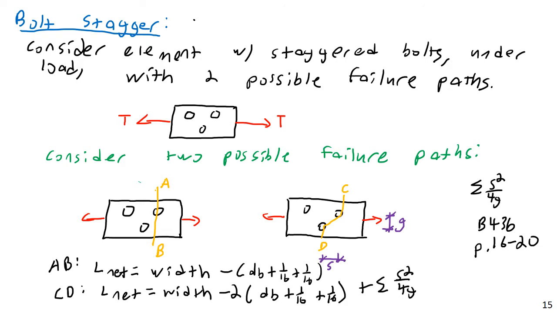And yes, in very critical applications, you could probably do some sort of finite element modeling, but for the general code, we're just going to say make a conservative assumption, and this will be fine. Okay. So to illustrate bolt stagger, I want to look at an example here.